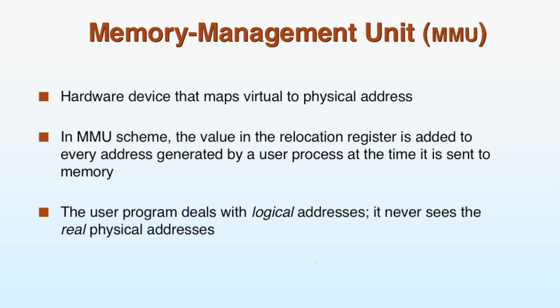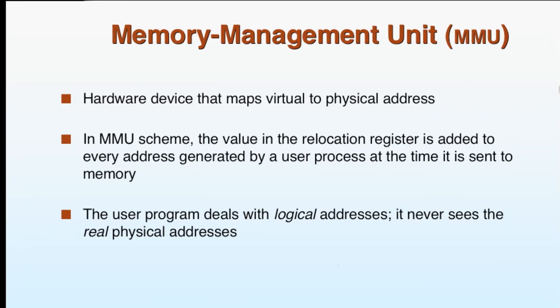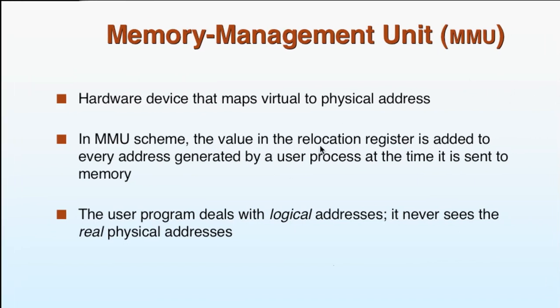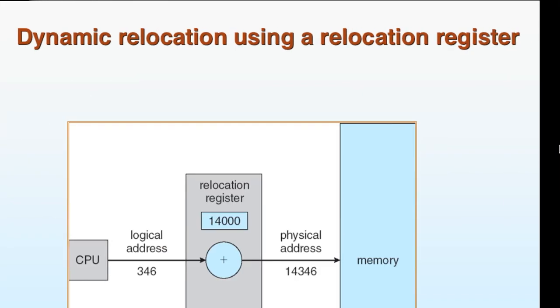So the MMU here is the hardware device that maps the virtual to the physical addresses. In the MMU scheme, the value in the relocator register is added to every address generated by the user process at the time in which it's sent to memory. And the user deals with the logical addresses. It never sees any of the physical addresses. So you're never going to see a physical address. It's always going to be a logical address that you're going to look at.